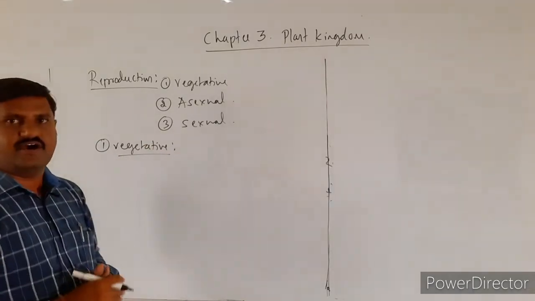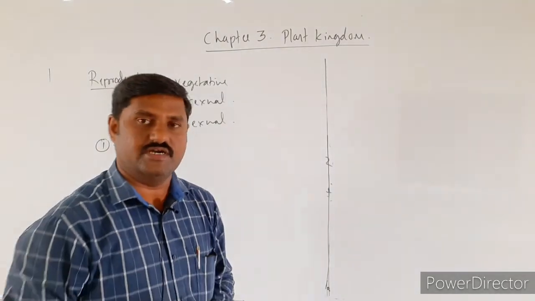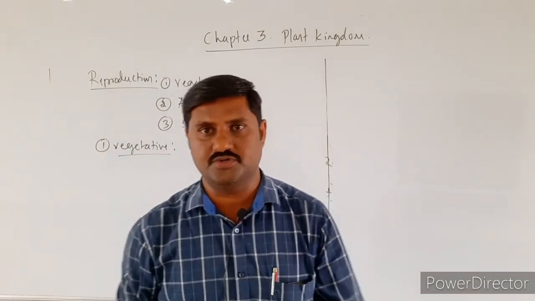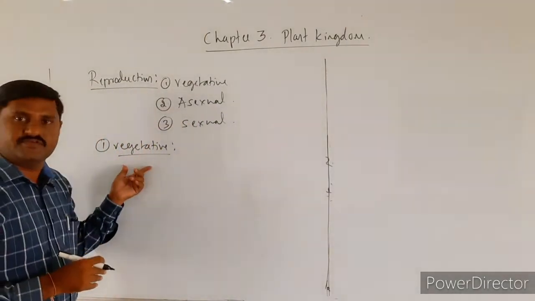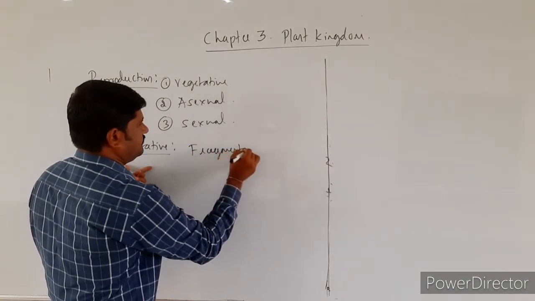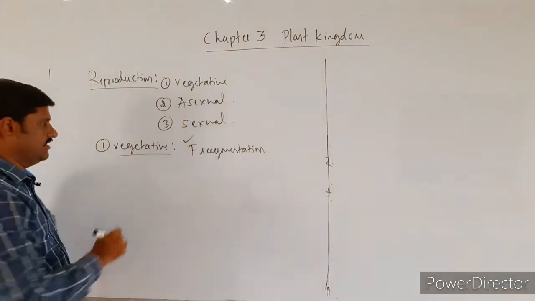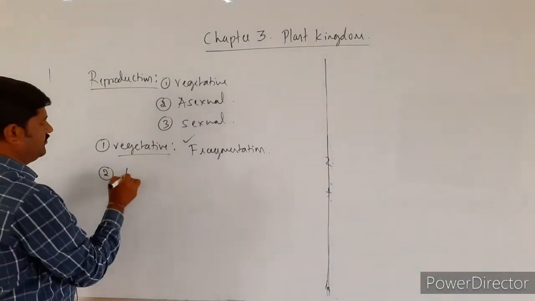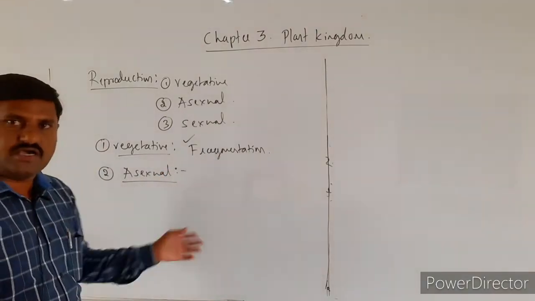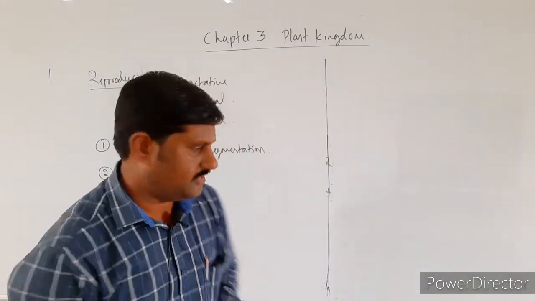In a vegetative type of reproduction, usually the reproduction occurs due to the formation of a detached part of the plant body which grows into a new individual, right? So here vegetative type of reproduction occurs by fragmentation. What is fragmentation? You know it better, right? And the second one is a very important one, that is asexual type of reproduction. It occurs due to formation of different kinds of non-motile spores, right?